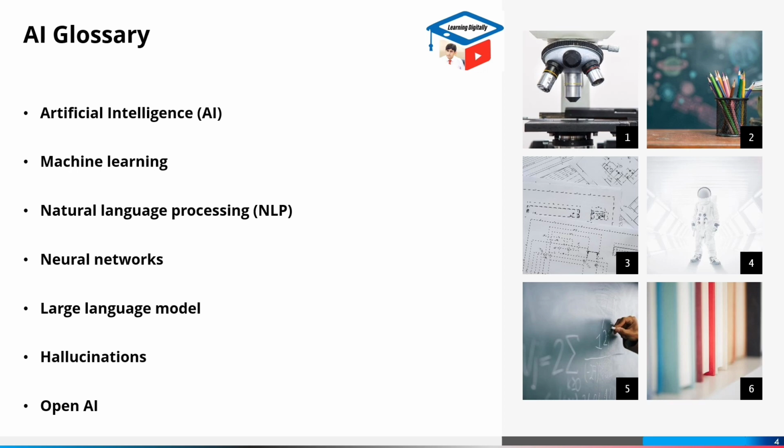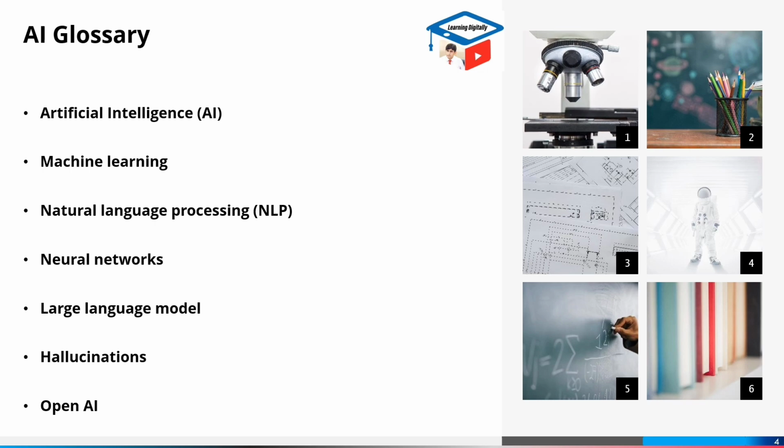Another important term is machine learning. Machine learning is a type of artificial intelligence that allows machines to learn from data and improve their performance over time. As we humans learn from the environment, in the same way machine learning learns from data. Machine learning is used in many applications such as image recognition, natural language processing, and predictive analytics.